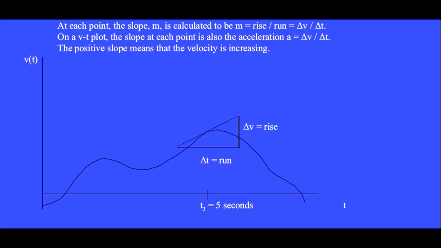Instead of a position time plot, now we have a velocity versus time plot. At each point, the slope m is calculated to be m equals rise over run. The rise in the vertical direction is delta v. The run in the horizontal direction is delta t. On this velocity time plot, the slope at each point is also the acceleration a equals delta v over delta t.